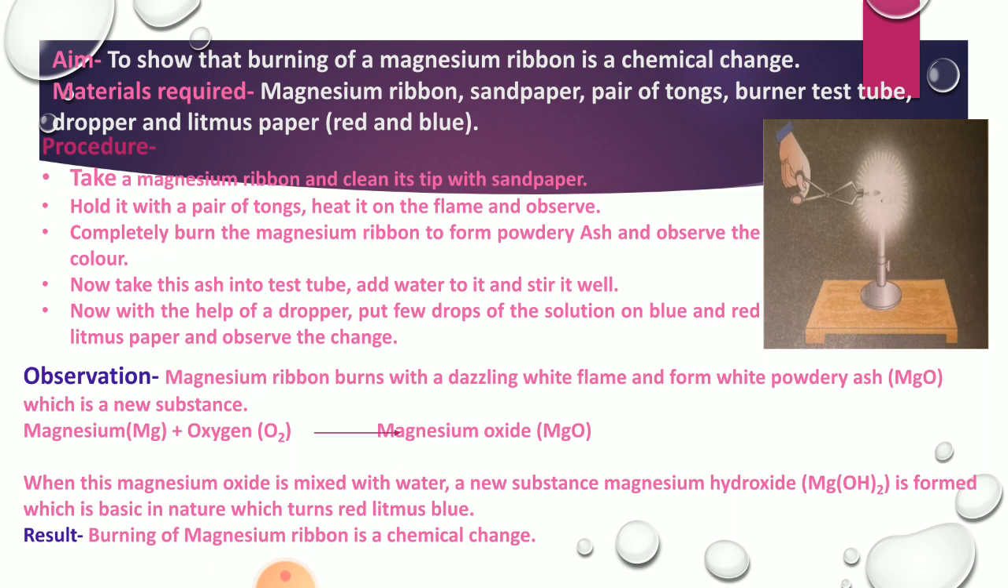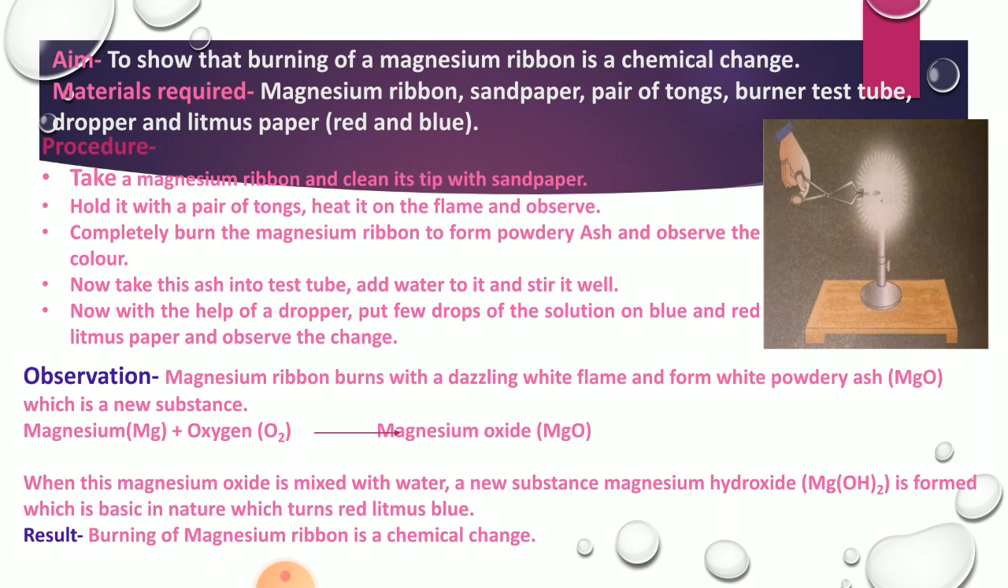So first of all, when magnesium burns completely, it forms magnesium oxide. When magnesium and oxygen react together, they form magnesium oxide. Magnesium oxide is a new substance. It means that the reaction is a chemical reaction. It is a chemical change. Again, when magnesium oxide dissolves in water, it forms magnesium hydroxide. So again, a new substance is formed. It means again, it is a chemical change.